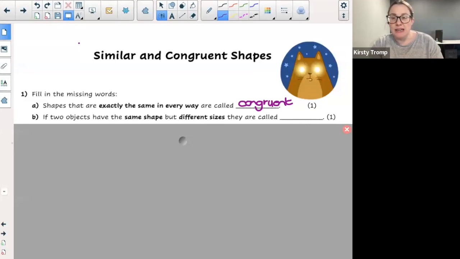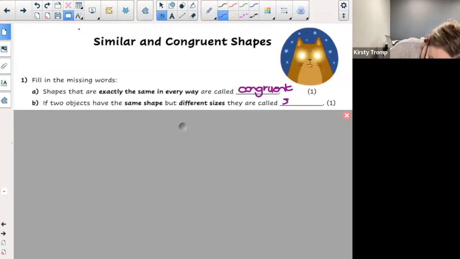I'm going to go to Jabulile because they had their hand up next. Jabulile, what's my answer for B going to be? Ma'am, it means the shape is similar. Well done, Jabulile. The shape is similar. Thank you, Jabulile.